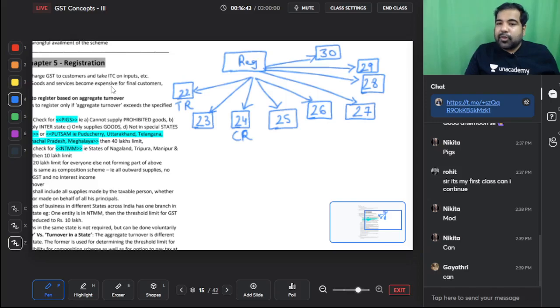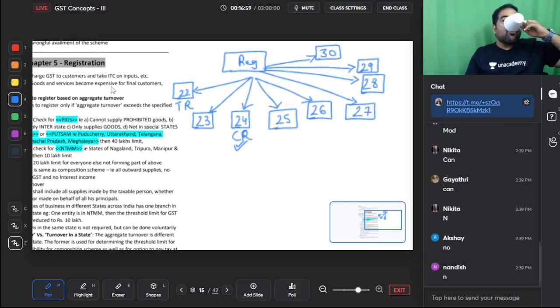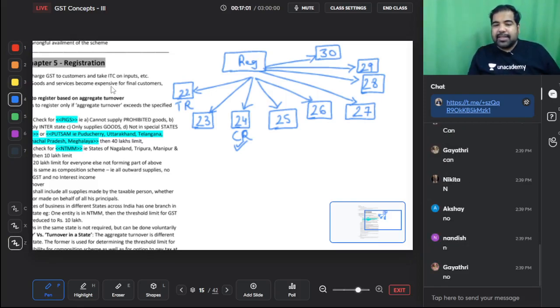Guys, the first thing you will check in registration is compulsory registration. The following people need to be compulsorily registered. Guys, please tell me, if it's compulsory registration, will you have to check turnover? In case of compulsory registration, will you check turnover? No. So always in the exam, check this first.